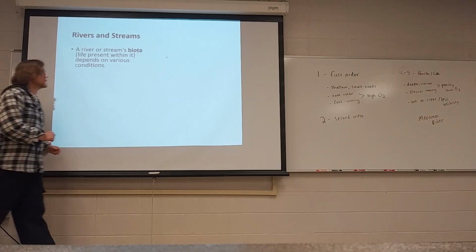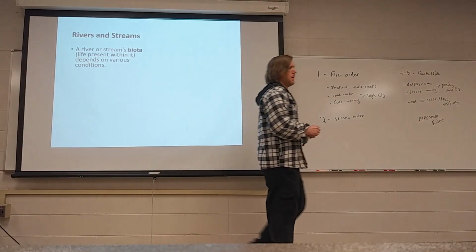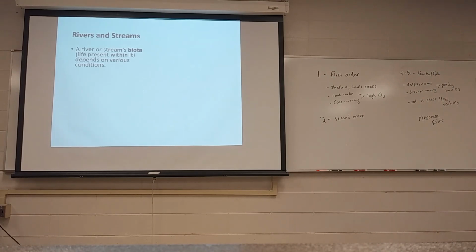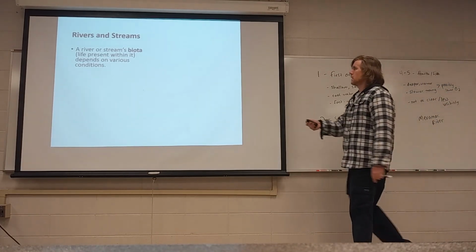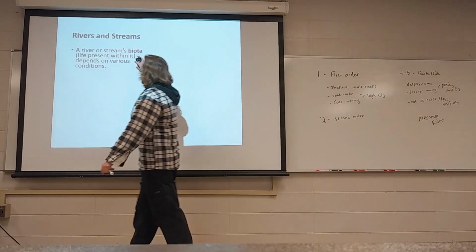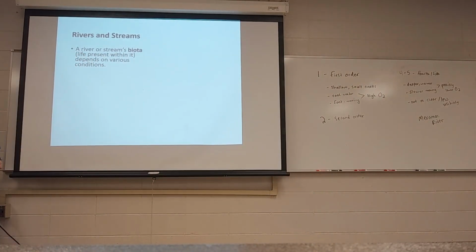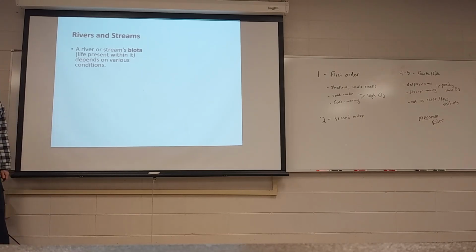As far as what lives in these rivers or streams, it depends on a lot of factors, and you have very different life in a first order versus a fourth or fifth order stream. A new word here would be biota. I do not believe this word was used in the previous lecture. A river or stream's biota is the life that is present within that river or stream. And that's going to depend on various conditions.